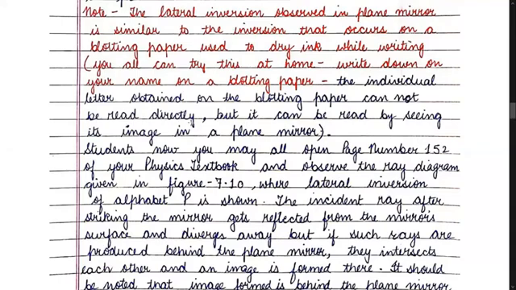Students, you all can try this at home. Write down your name on a blotting paper. The individual letters obtained on the blotting paper cannot be read directly, but they can be read by seeing their image in a plane mirror.